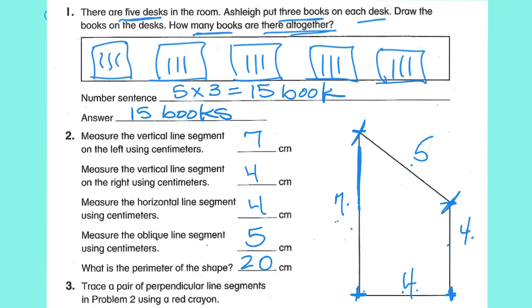Number 3 asks, trace a pair of perpendicular line segments in problem 2 using a red crayon. Perpendicular. What do we remember about perpendicular? Perpendicular line segments intersect, and they always have what? Yes, they always have a right angle. So this is how we indicate a right angle. So if we're going to trace the line segments that have a right angle with a red crayon, we're going to trace this one and this one.